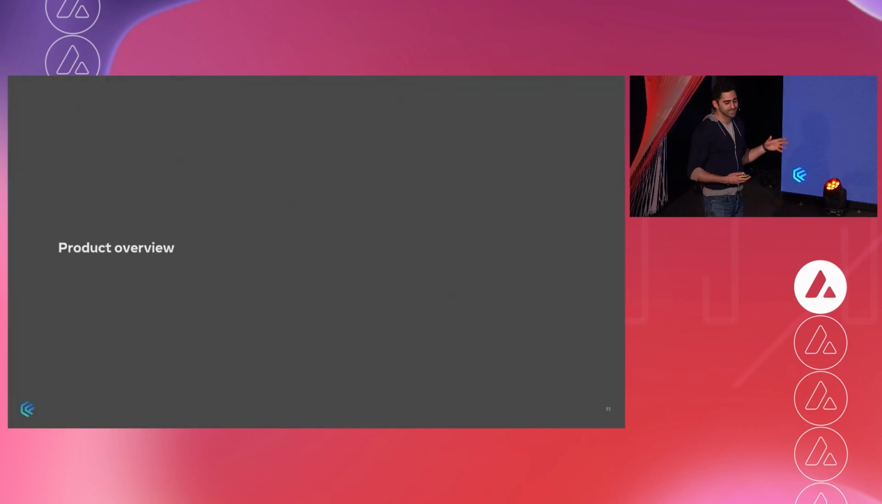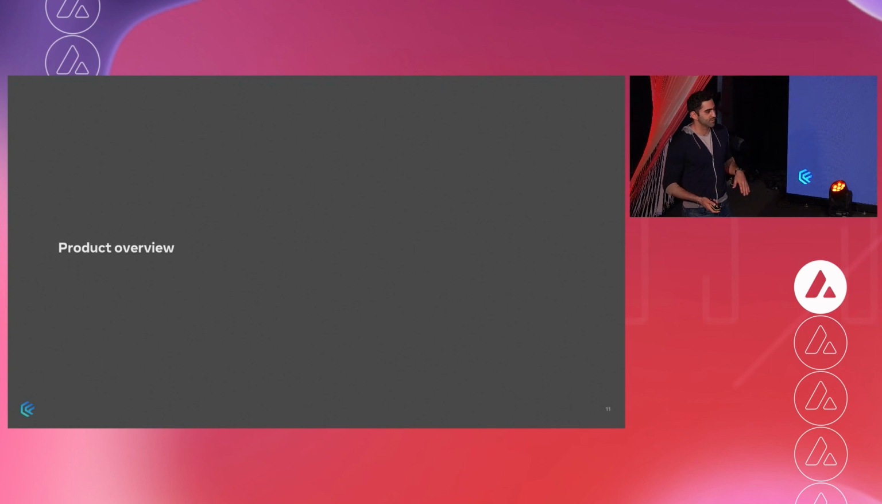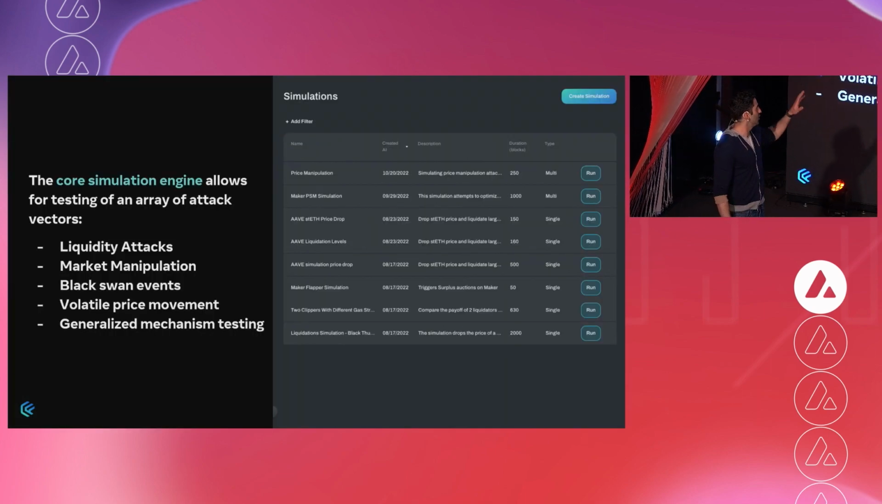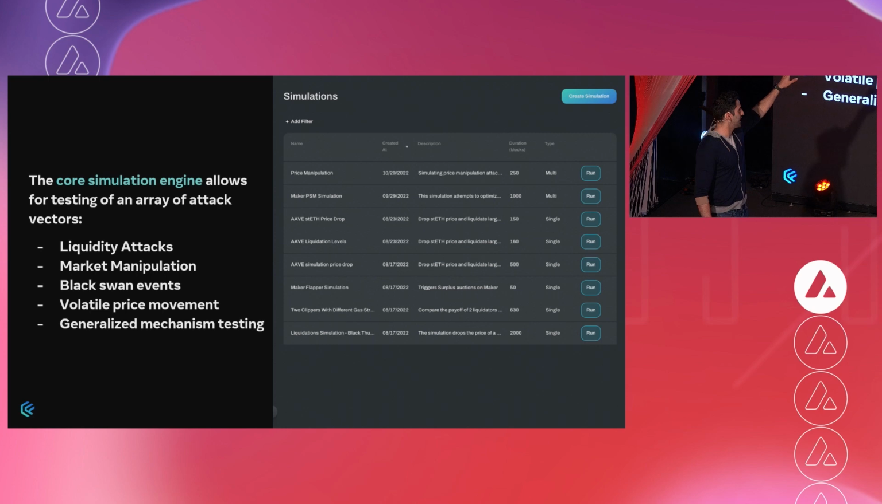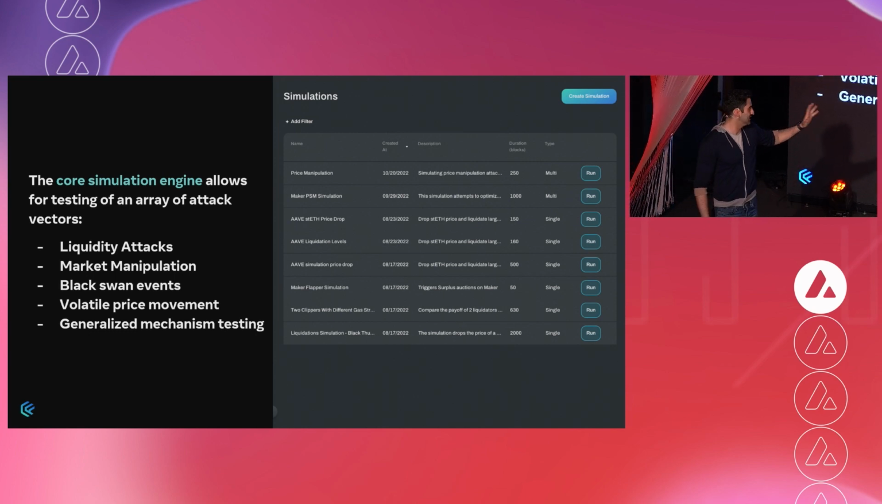So to make this less abstract, we spoke about a cloud environment, a little bit of how it looks. We have these catalogs that you can run that are preset. So previously, what we see here in the screenshot is a lot of the work that we've done with Maker and Aave. So these are preset catalogs. It could be price trajectories, network congestion. It could be token drops of specific assets. It could be depegs.